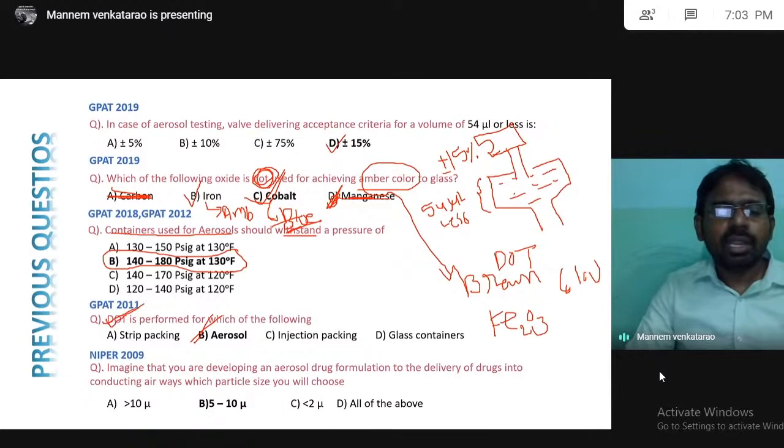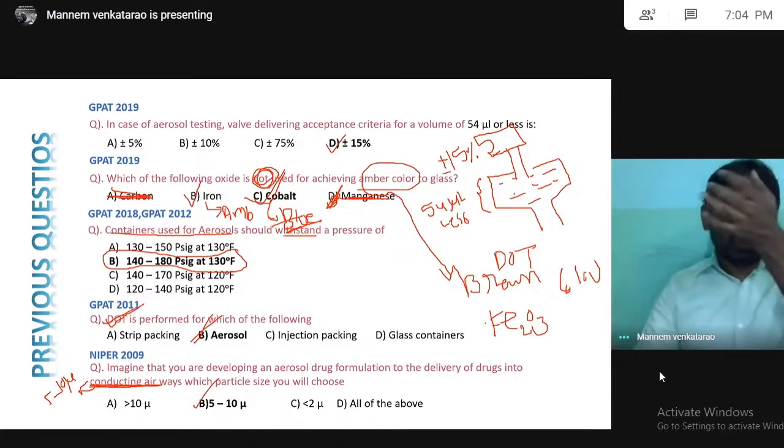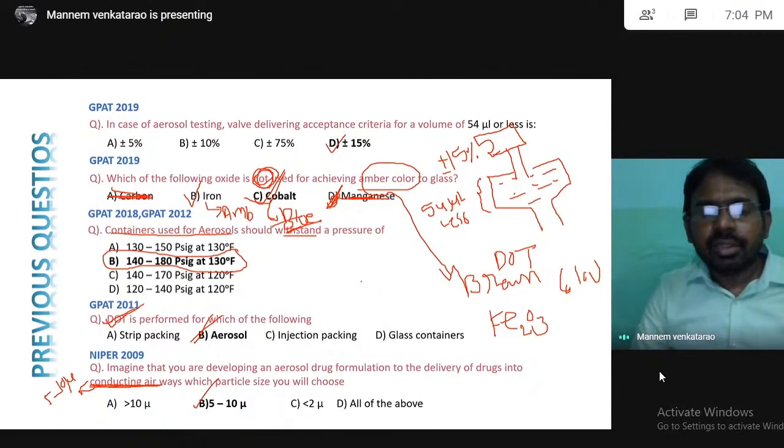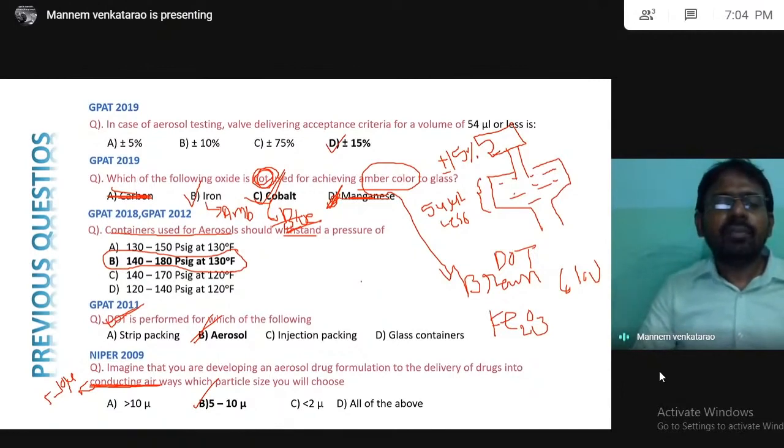Next, NIPER 2009. Imagine that you are developing an aerosol drug formulation to deliver the drugs into conducting areas. Friends, tell me, conducting areas means the middle chair. Who will sit in the middle chair? That is 5 to 10 micron particles. In the introduction, I completed that. That's why 5 to 10 micron. Likewise, these are the previous question papers. In any examination, they will ask any bit only from my material. So that much confidence I will give you.